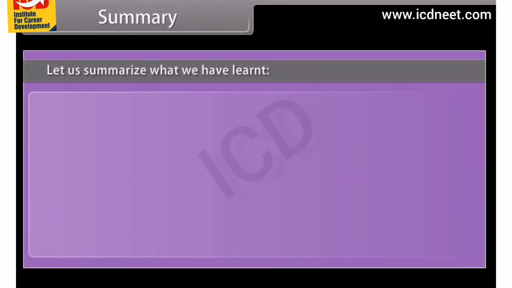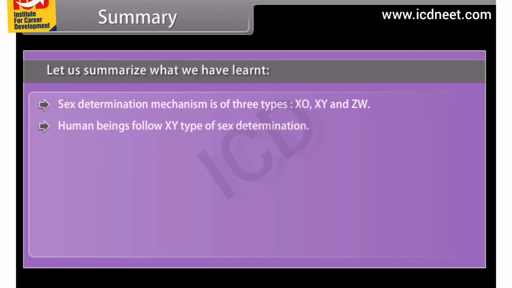Let us summarize what we have learnt. Sex determination mechanism is of three types: XO, XY and ZW. Human beings follow the XY type of sex determination. Mutation is defined as change in the genetic material.